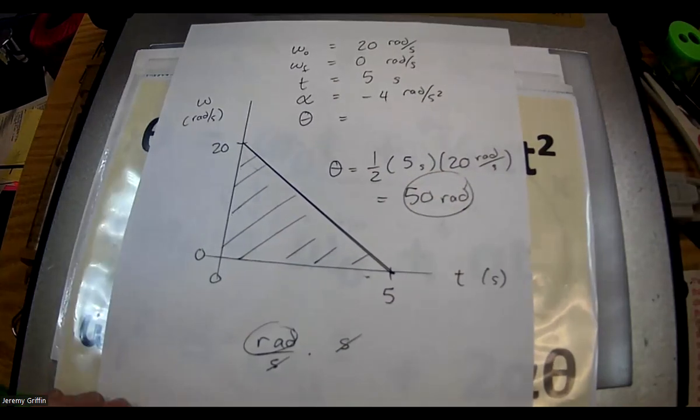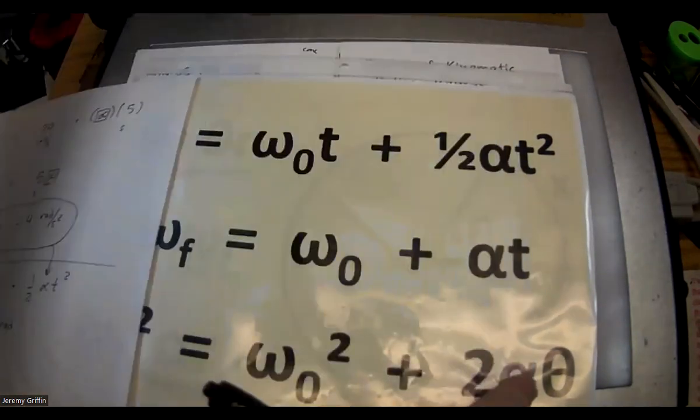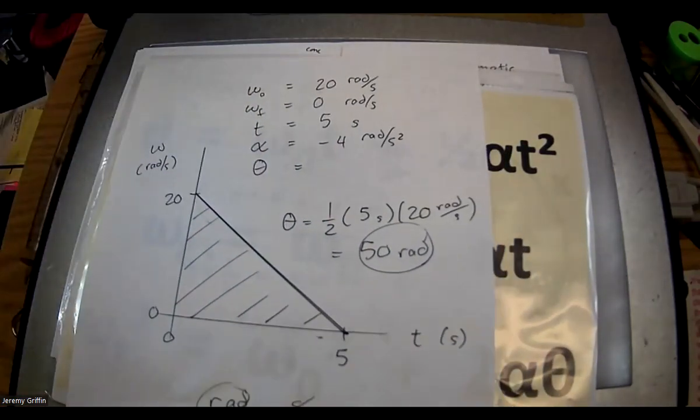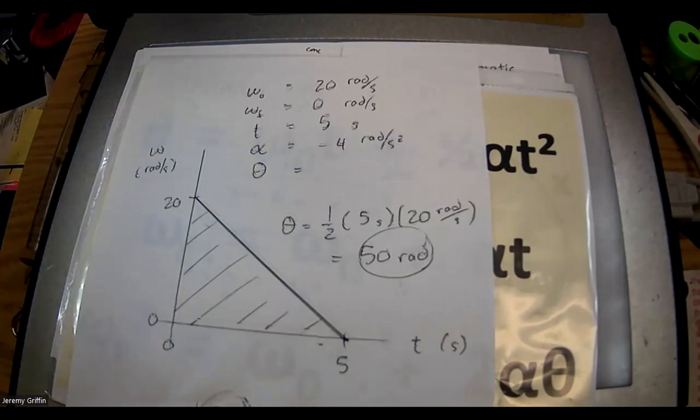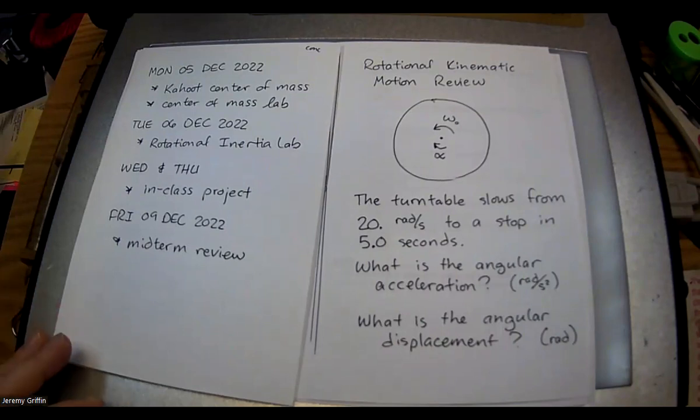There we go. So there are 3 different ways to say that a turntable turned 50 radians. We did it this way, we checked it with this one, and we also did a graph and area under the curve. There you go. 3 different ways to do it. Okay. It's good. Kinematic motion review right there.